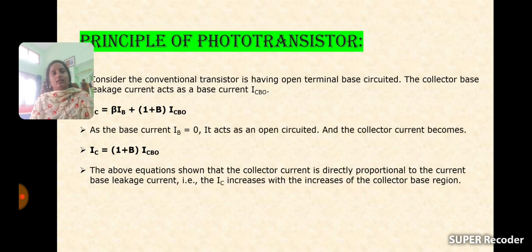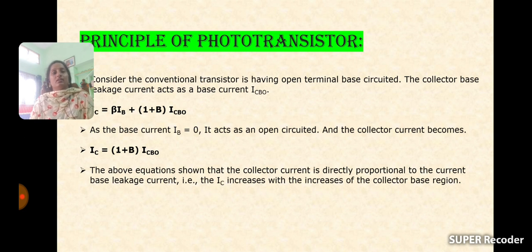And consider the conventional transistor having an open-circuited base terminal. The collector base leakage current acts as the base current, ICBO. Generally we know the collector current IC is equal to beta IB plus (1 plus beta) ICBO. This is a general expression. It's not a phototransistor expression, it's the normal transistor collector current expression.